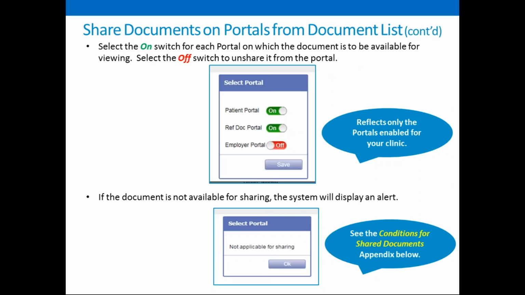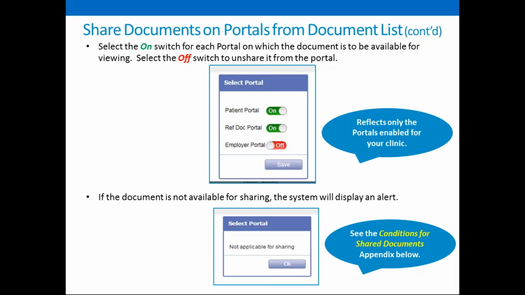So if the document is applicable for sharing and your clinic has the patient portal, the referring doctor portal, and or the employer portal, then users with that user role, when they choose the new icon, will get this pop-up, and then they can switch that document on or off, meaning it will be visible for users on the portal.